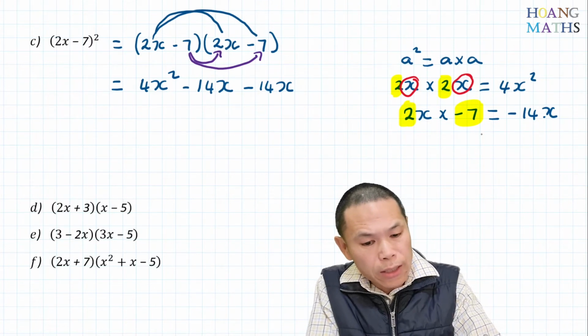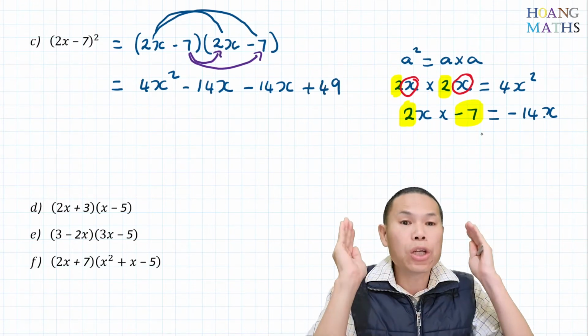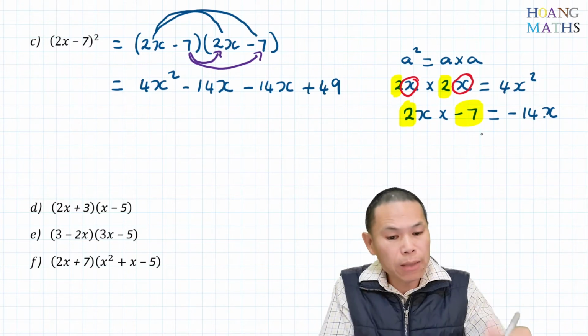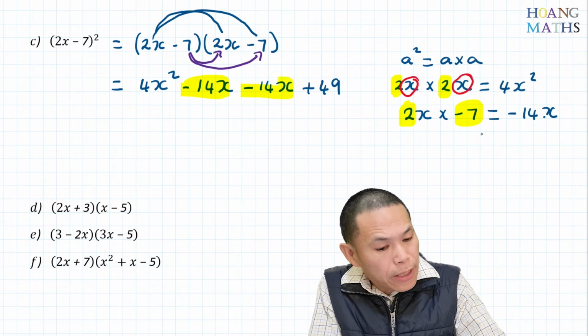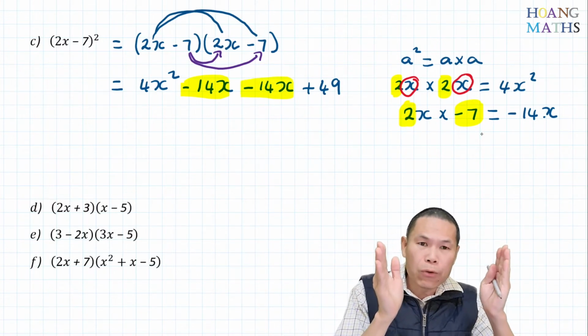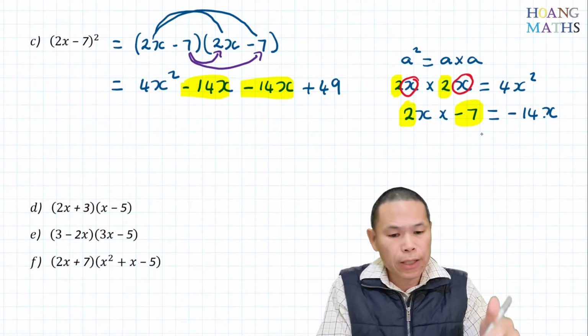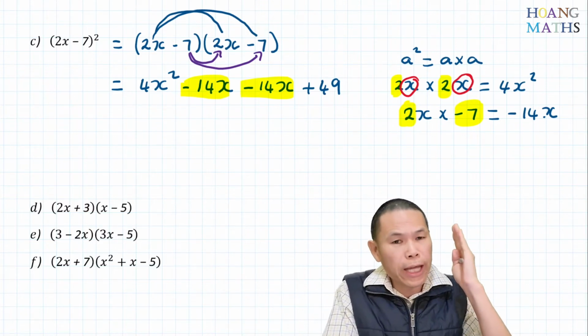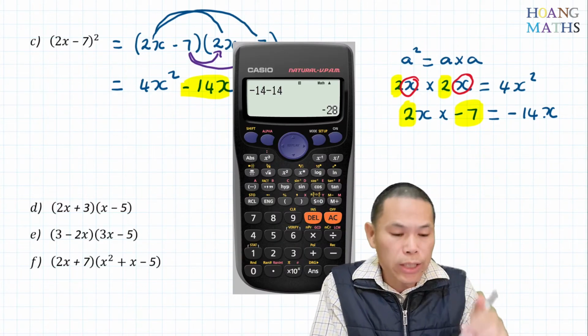So I just write 49, but it's a plus. There you go. So now we just collect the like terms. So the like terms are, we have negative 14x and negative 14x. That means minus 14x minus another 14x. So that means 28x, but it's negative. Otherwise, you just put on the calculator negative 14 minus 14. Okay, so it gives you negative 28.